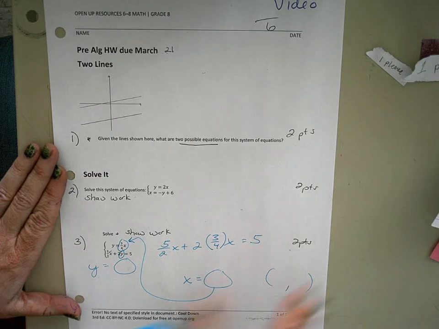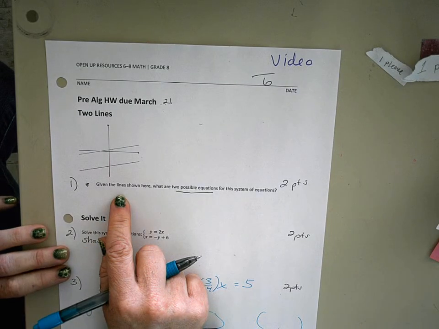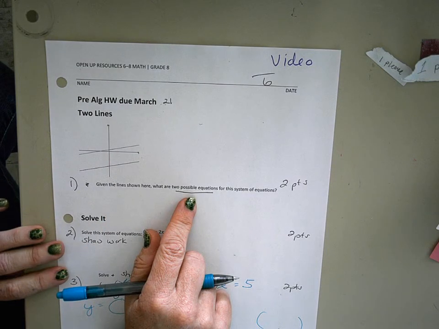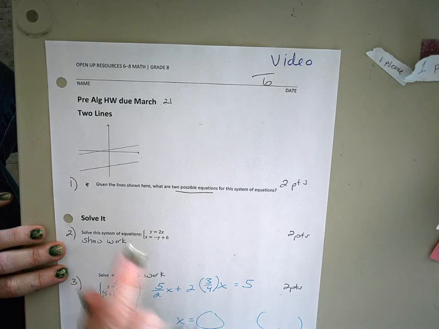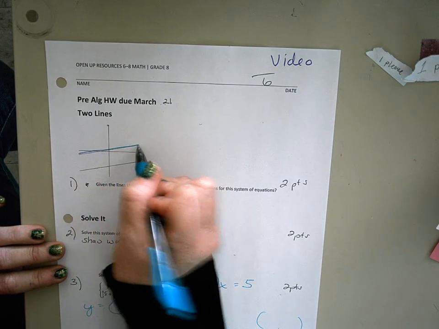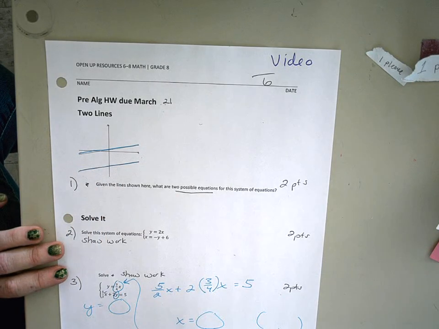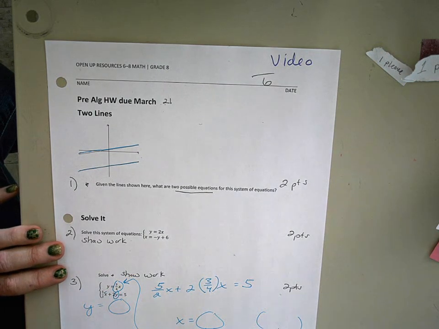Okay, so my number one. Number one actually is a lot of fun because everybody could have a different answer and you could still potentially be right. Given the lines shown here, what are two possible equations for this system? So what do I notice about this system? I notice these lines are parallel, which means there's no solution because there's never going to be a point where those lines intersect. Okay, what else do I notice about them?